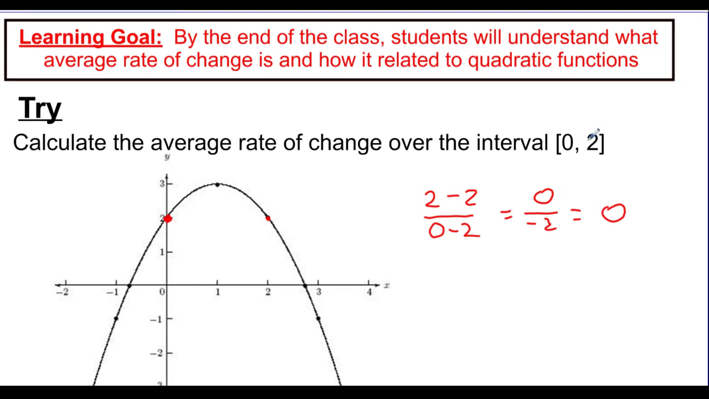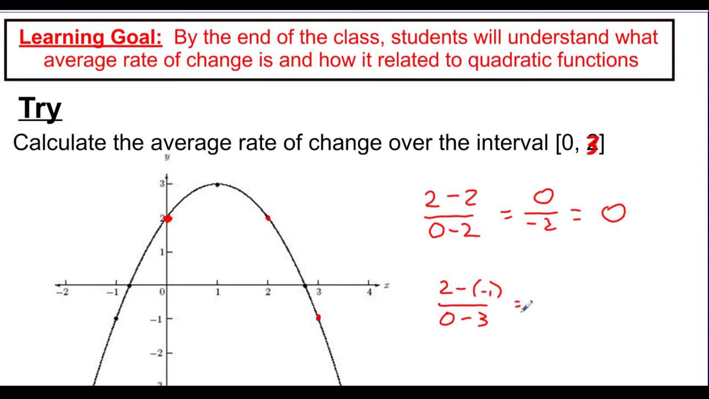So let me show you an example where maybe something will change. So I'm going to put a 3 in here and say, let's check now the interval from 0 to 3. So the bottom is going to be, for the 0 to 3 interval, 0 minus 3. The top is still, I'm going to say, it's at 0, the output's 2, so 2. And then at 3, it looks like I have to go down to negative 1, right? That's (3, -1), so I'm going to say 2 minus negative 1.